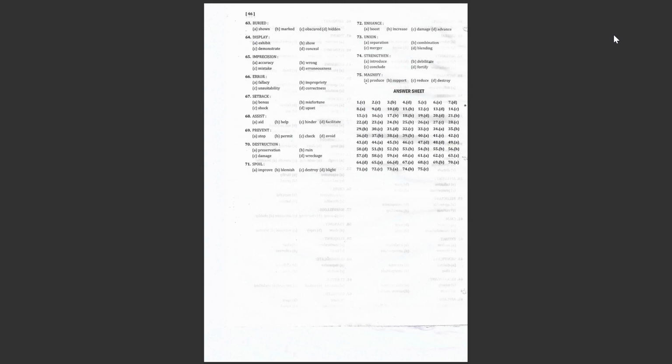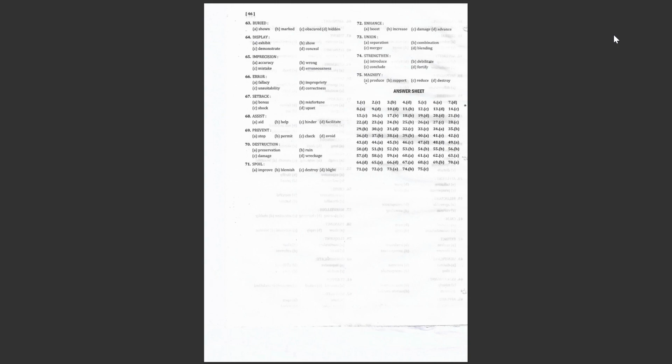Word number 74, strengthen. Strengthen means to make it strong. Making something strong, giving it strength, that is what the meaning of the word strengthen is. Strengthen is to make something extremely strong. So the correct antonym of the word would be B, debilitate. Debilitate means to weaken. Debilitate is what we call making something weak.